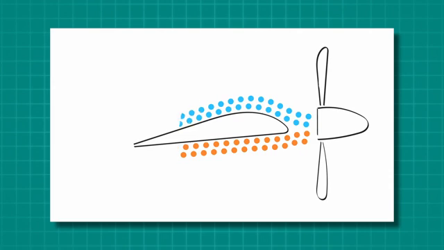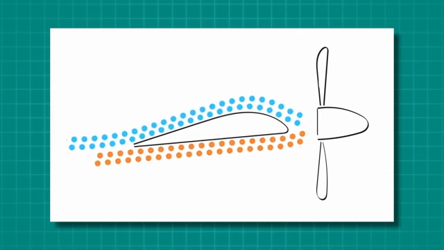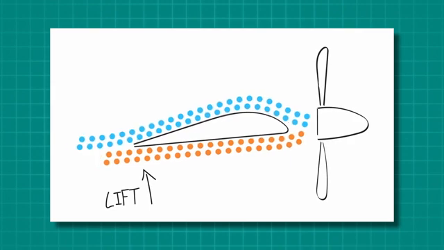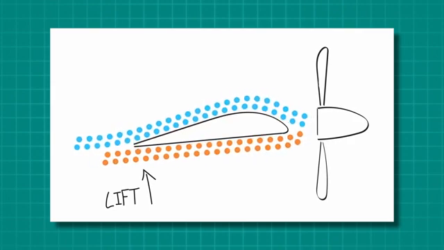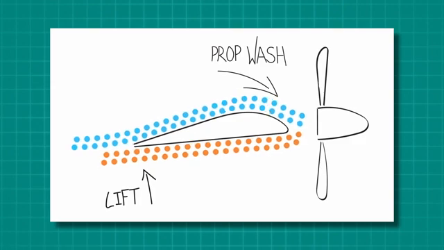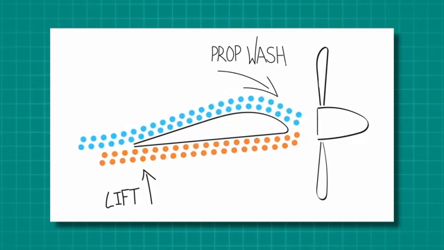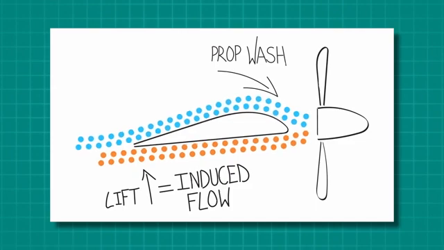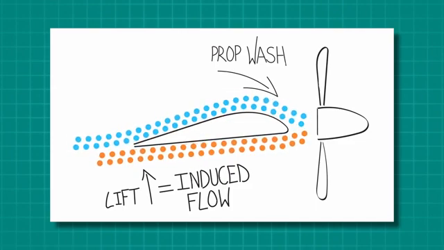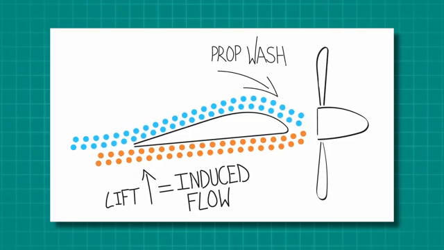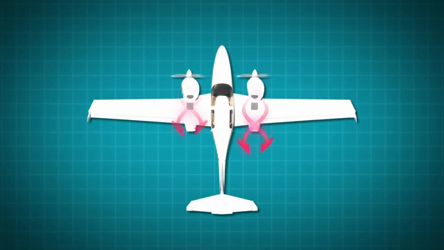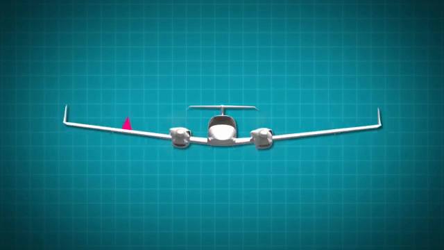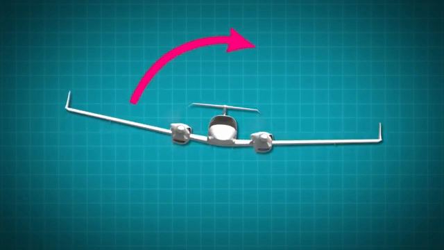Accelerated slipstream. There is also a phenomenon called accelerated slipstream. When air is accelerated over an airfoil, it increases lift. Propellers installed on wings of multi-engine aircraft create prop wash over the wing. This prop wash creates more lift, also known as induced flow. Accelerated slipstream refers to the induced flow of air over the wing behind the engine, which creates lift. With one engine inoperative, there is more induced flow of air over the wing with the operating engine, and this further causes a roll towards the inoperative engine.